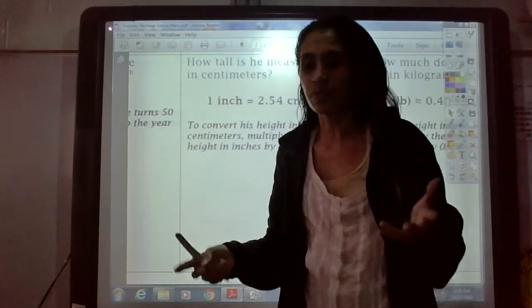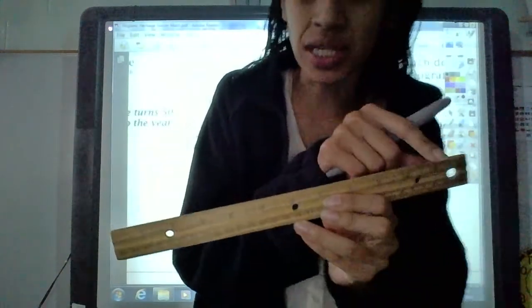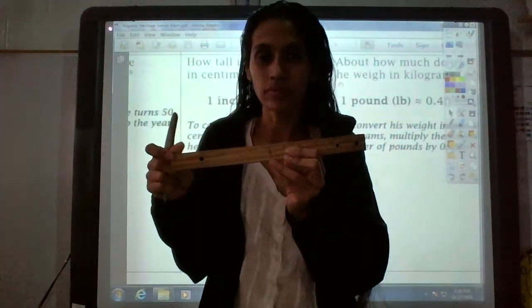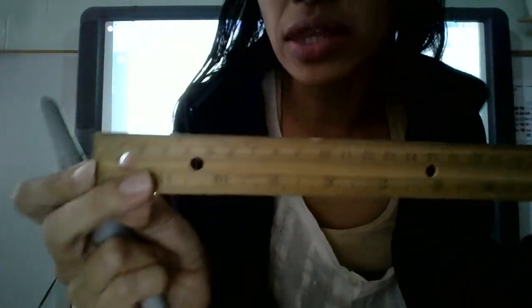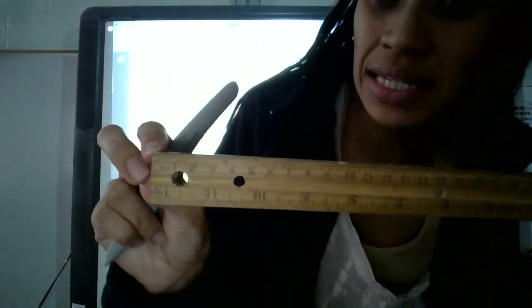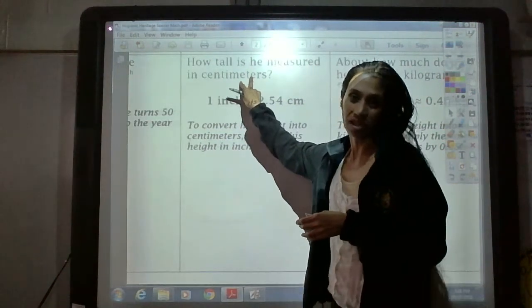So centimeters, remember that ruler? We had inches. Remember, this is 1 foot long, which is the same thing as 12 inches. Now if I flip it upside down, you see the measurement is in centimeters. That's what I'm converting into centimeters.